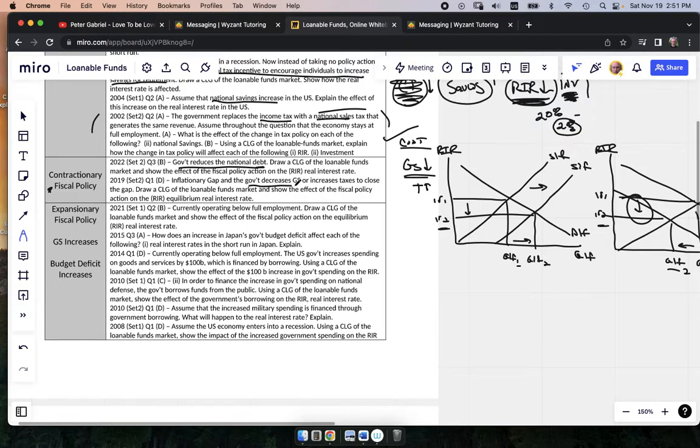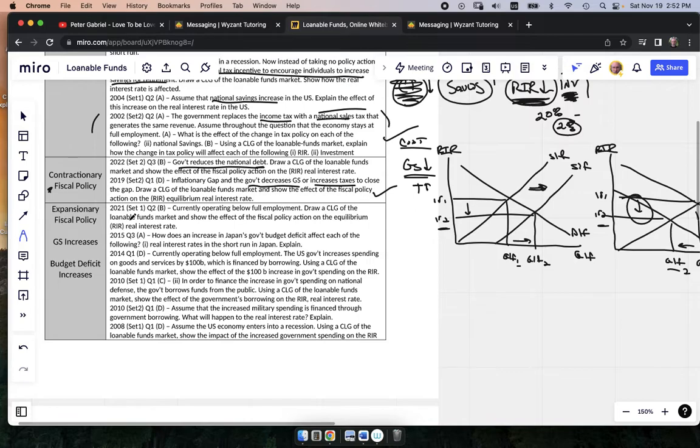Inflationary gap, and the government decreases government spending or increases taxes to close the gap. Again, same scenario over here going on with that supply. If the government is spending less or increasing taxes, we've got either one of these two. You don't need to draw them both. Just choose one that you like and stick with it and draw it.